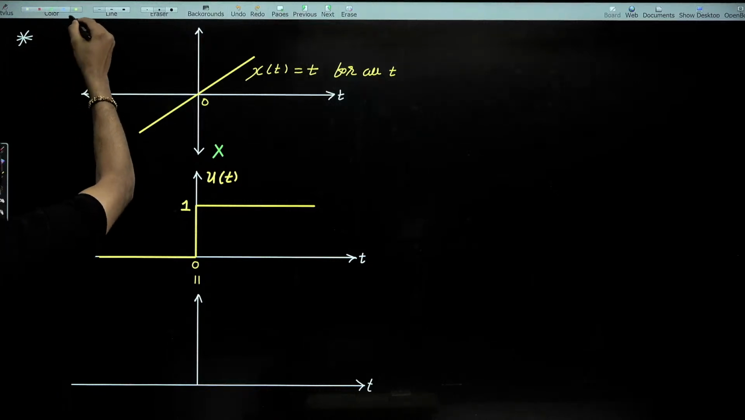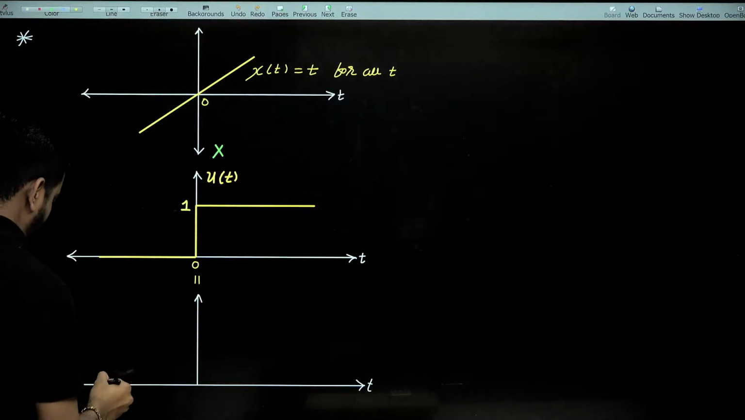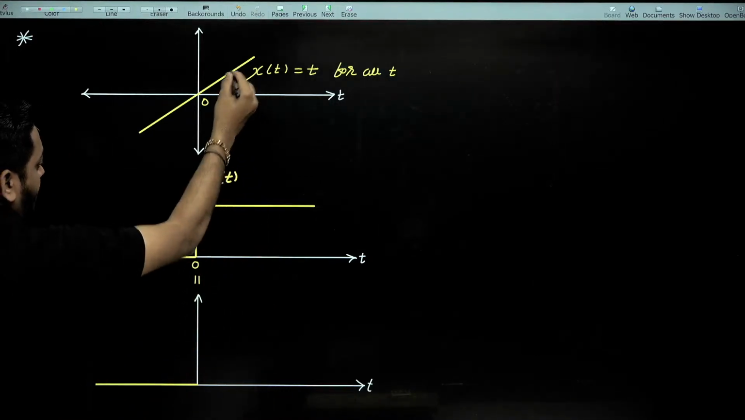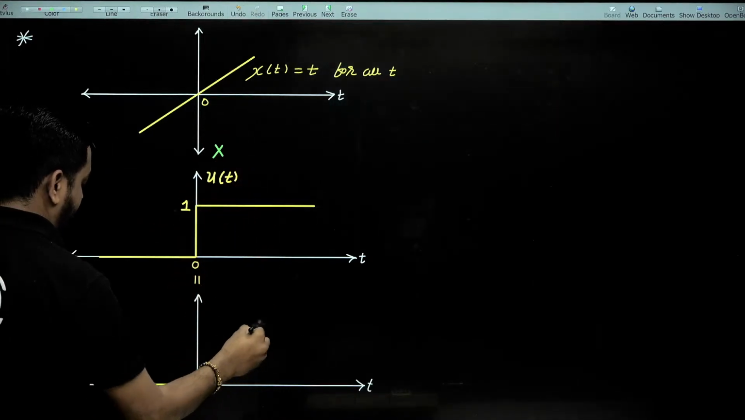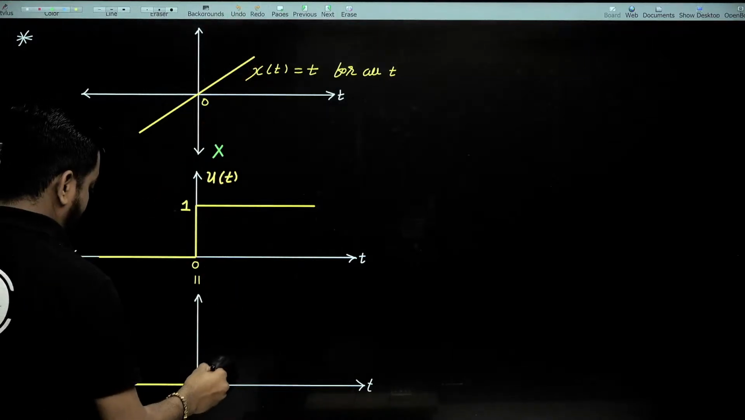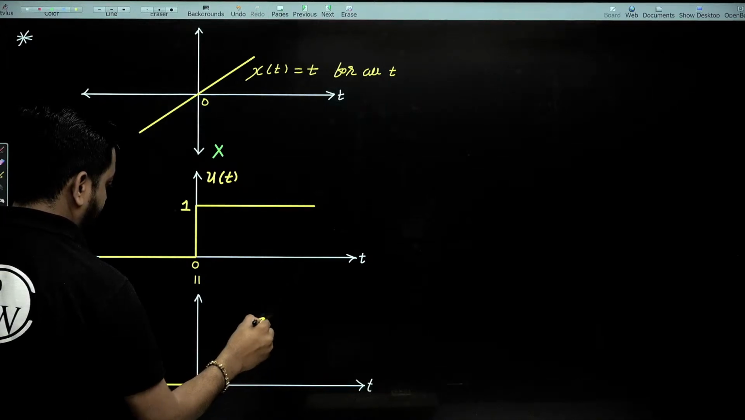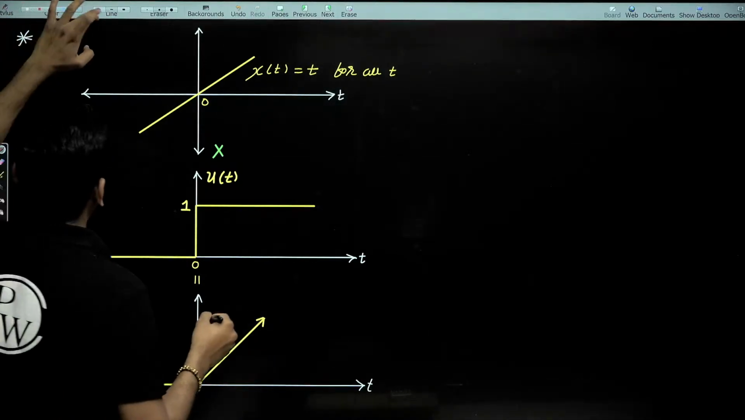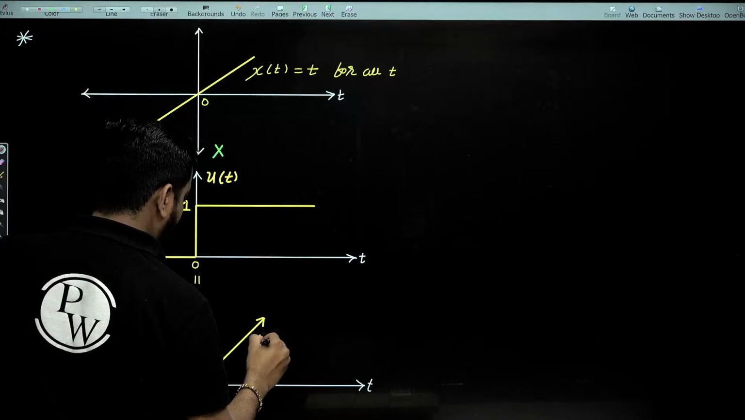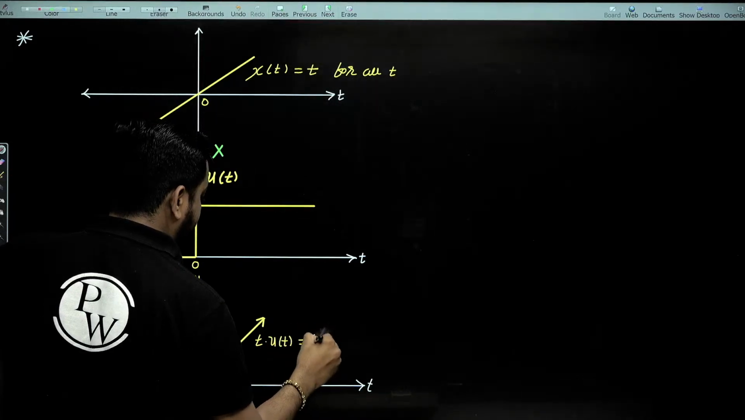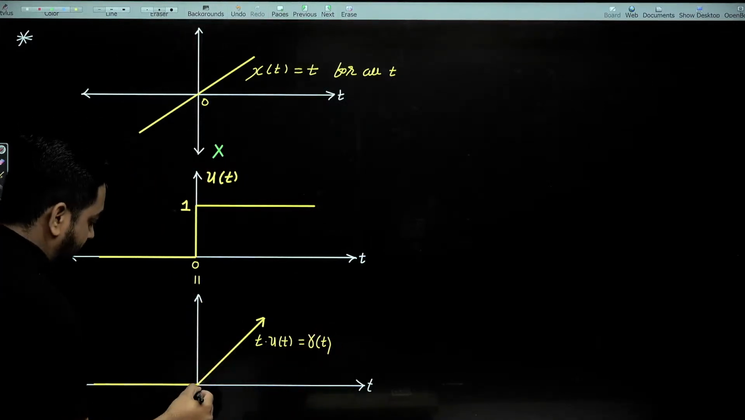Here for t less than 0 it is 0, and for t greater than 0, t multiplied with u of t, or t multiplied with 1, is nothing but t only. The resultant signal here, t into u of t, is the same as r of t. This looks like r of t.